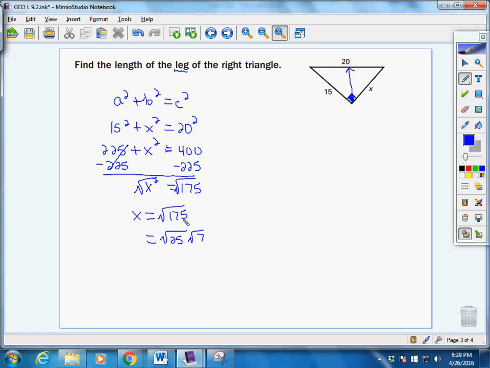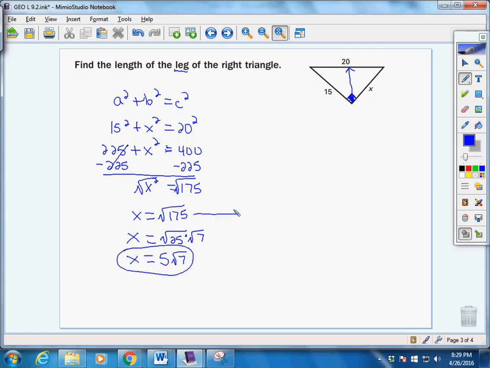So I can rewrite the square root of 175 as the square root of 25 times the square root of 7, just breaking it down. And again, we're multiplying. The square root of 25 is 5, 7 isn't a perfect square, has no perfect square factors, so we get x is equal to 5 times the square root of 7.